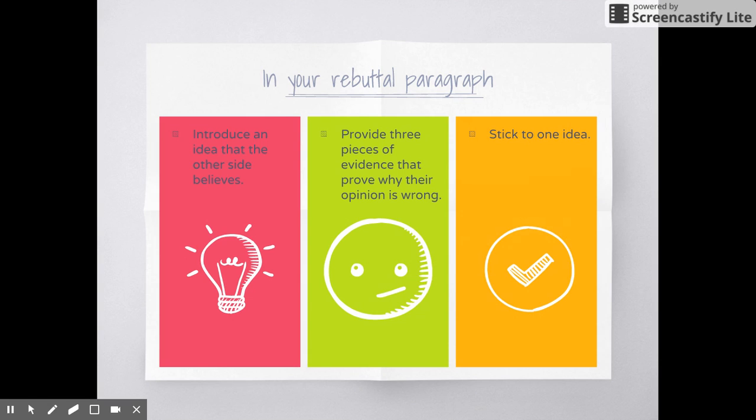In your rebuttal paragraph, you are going to introduce an idea that the other side believes, then provide 3 pieces of evidence that prove why their opinion is wrong. And remember to stick to one idea. One overall idea with 3 pieces of evidence that prove why it's wrong.